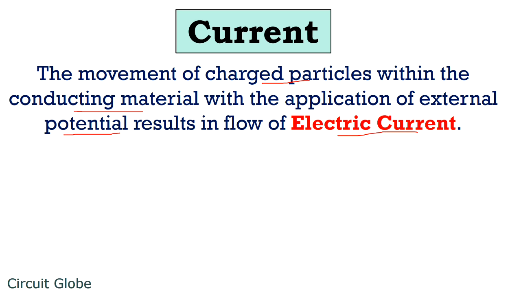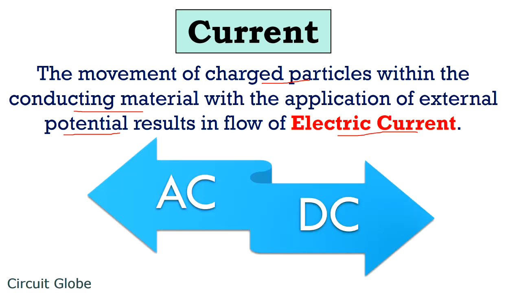Now, when the motion of charged particles is considered, then the direction in which the flow takes place is also an important factor. So, according to the direction of flow of free electrons, current is mainly classified into two categories. First is AC, known as alternating current, while the second is DC, which is direct current. Now friends, let's first discuss alternating current.